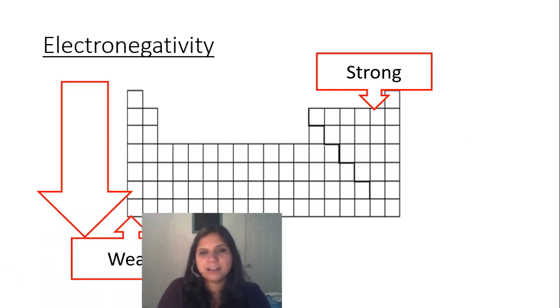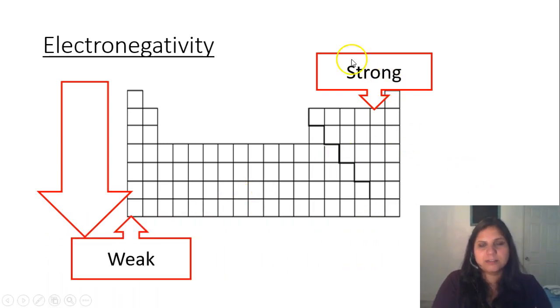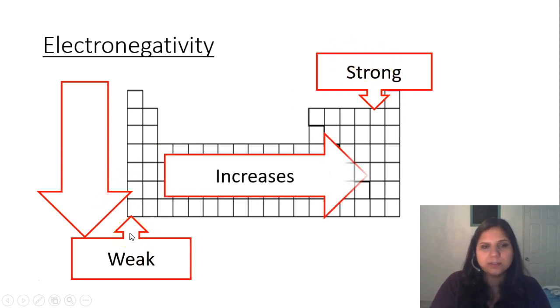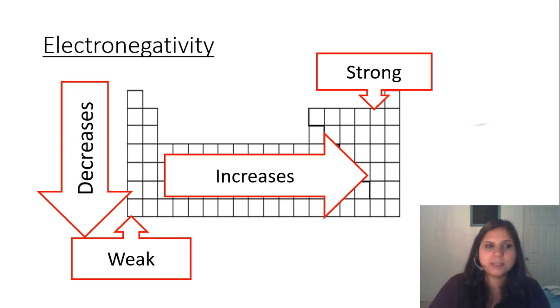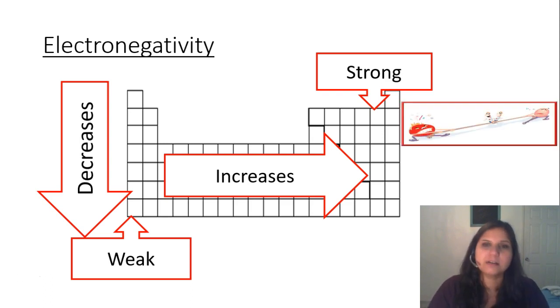Remember that in terms of strength, you've got your strongest atoms here and your weakest ones here. Okay, so from left to right, since electronegativity has to do with strength, then electronegativity increases from left to right towards the strong elements. And from top to bottom, it decreases because those are weaker. So just imagine these atoms playing tug of war for the electrons that they're sharing, and the stronger one will be better at pulling those electrons in.